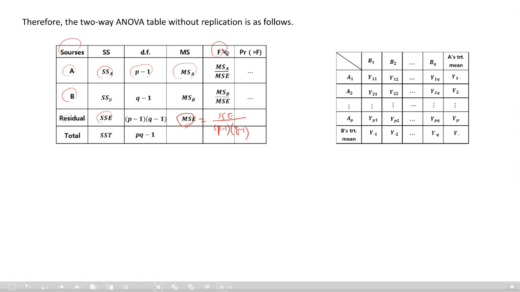And the F value will be MSA divided by MSE for factor A. In other words, for H0: alpha 1 through alpha P equal to 0, for this null hypothesis, that is the value of the test statistic. For H0: beta 1 up to beta Q equal to 0, the test statistic is going to be this, okay? So two F values appear. And of course, a computer program calculates the P value for this one and this one.